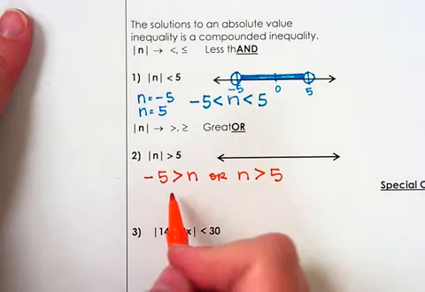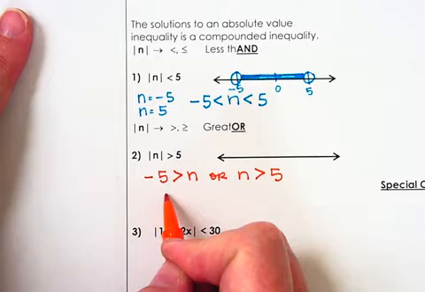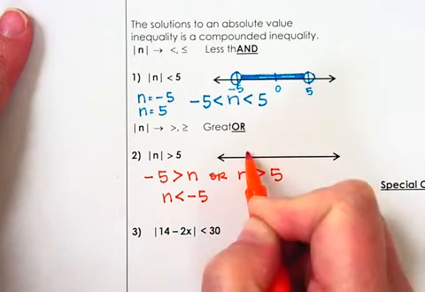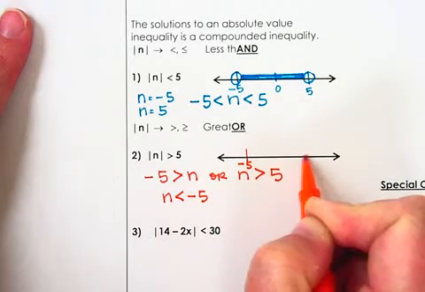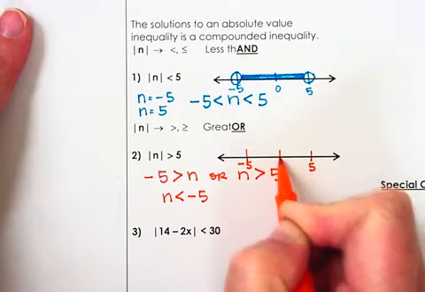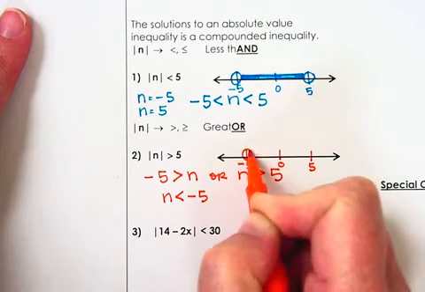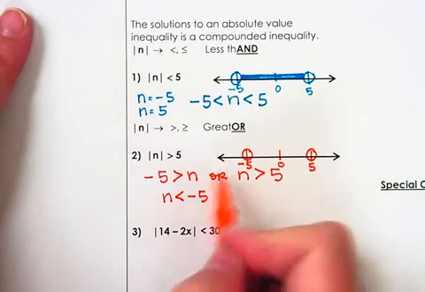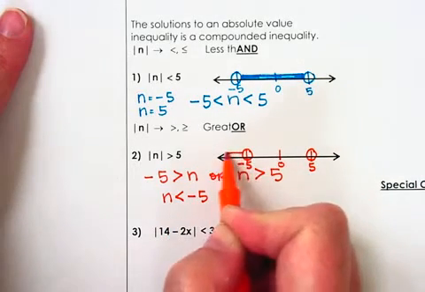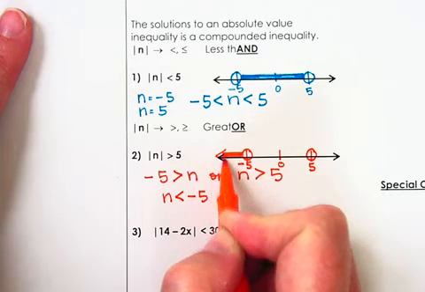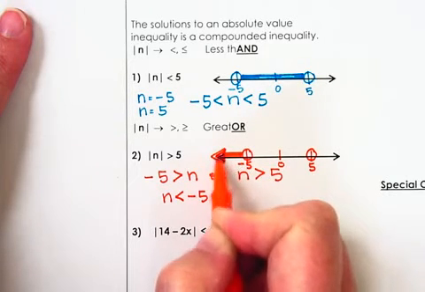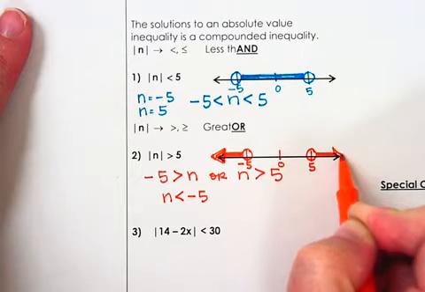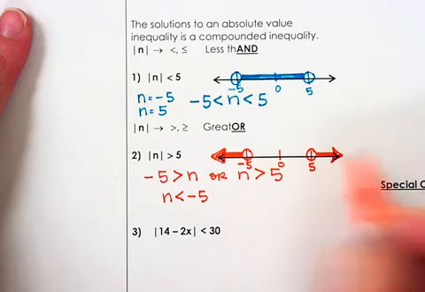For graphing purposes, I go ahead and flip this around so you can see better: n is actually less than -5. So on my number line, I graph -5, I graph +5, and 0. Again, I'm going to put open circles because we're not equal to. This time though, n being less than -5 is going to be on the outside, pointing out. And then n greater than +5 is going to be on the inside, pointing to the right.